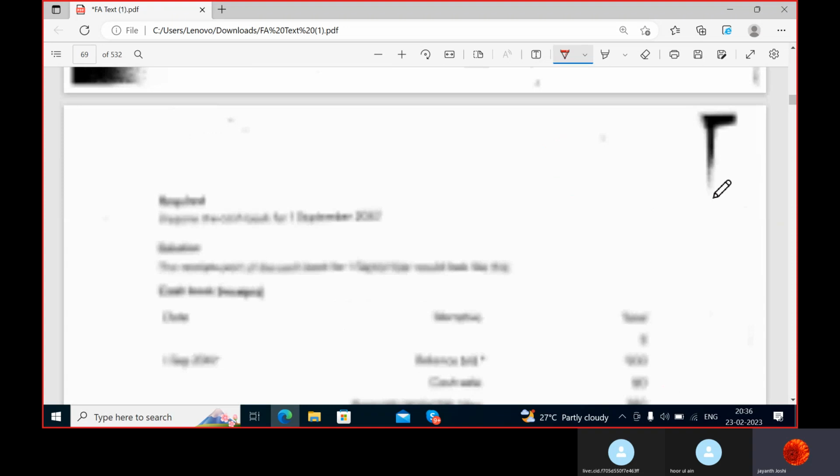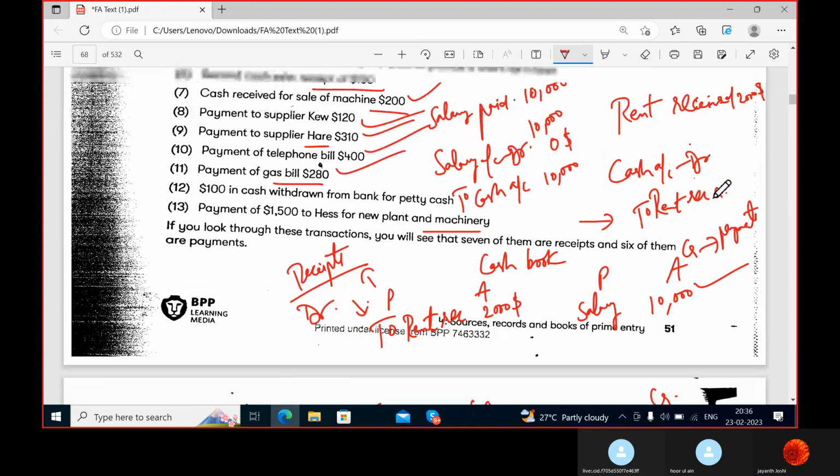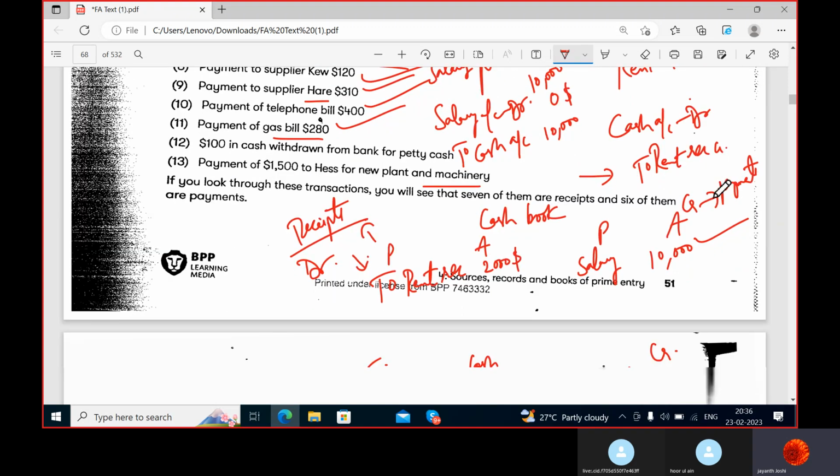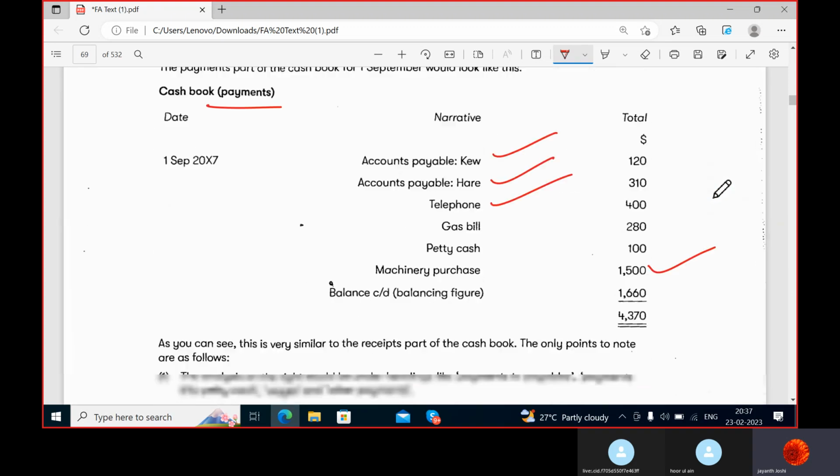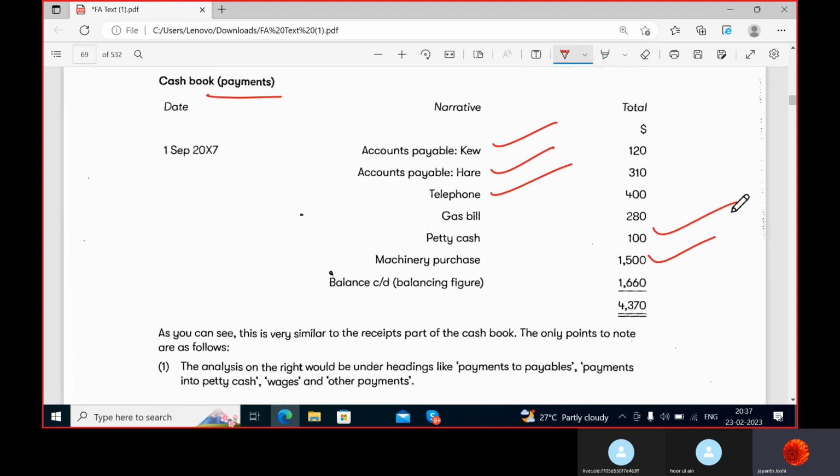One more thing we have. 100 is cash withdrawn from bank for petty cash. That means the money is going out. So when you withdraw money, the money is going out from your account. So that also is nothing but a payment. So that also we mention here, petty cash payment. Okay. So now you see some balancing figure here.